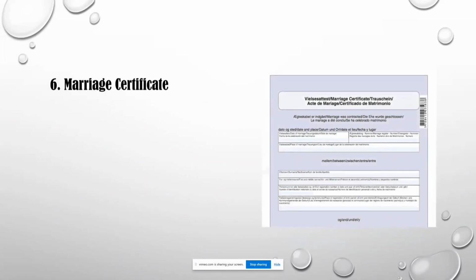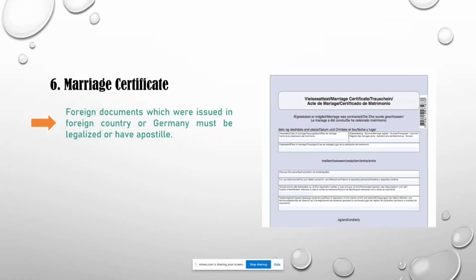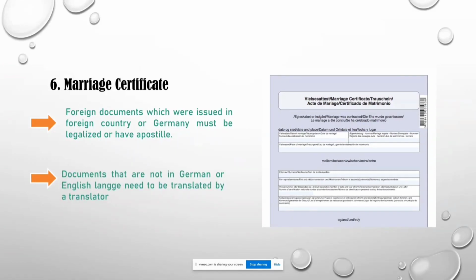Number 6 requirement is your marriage certificate. Foreign documents which were issued in foreign countries should be legalized or have apostille. Documents that are not in German or English language need to be translated by a translator. For example, I got married in Denmark. Before I applied for spouse visa, I had first our marriage certificate legalized and given an apostille in Denmark.